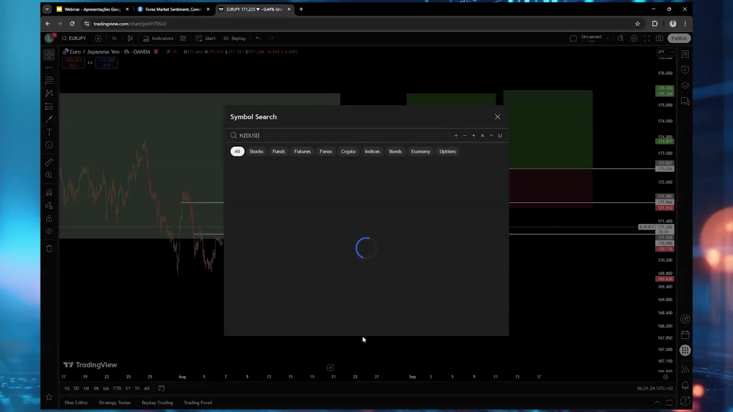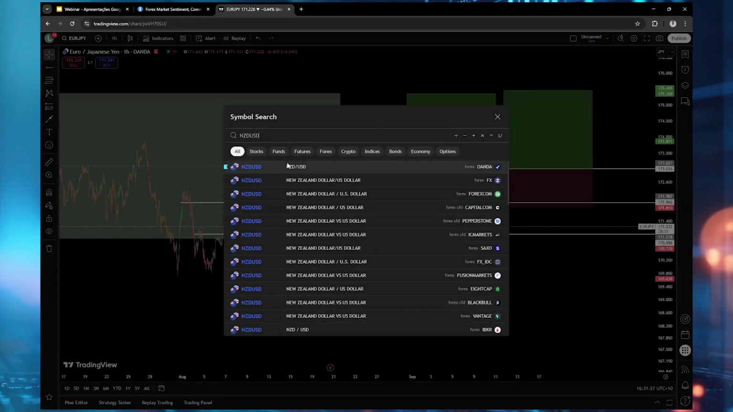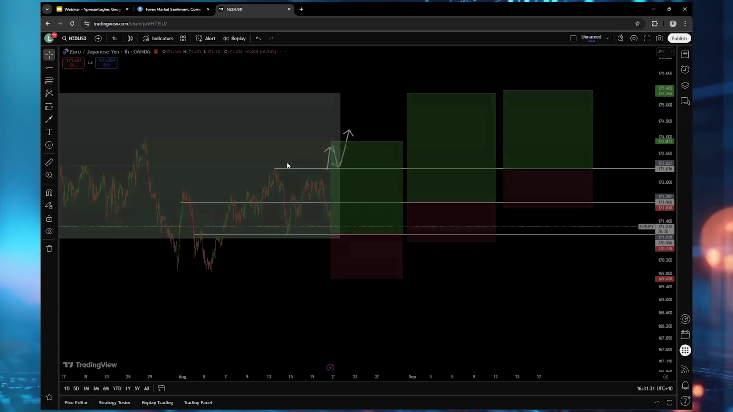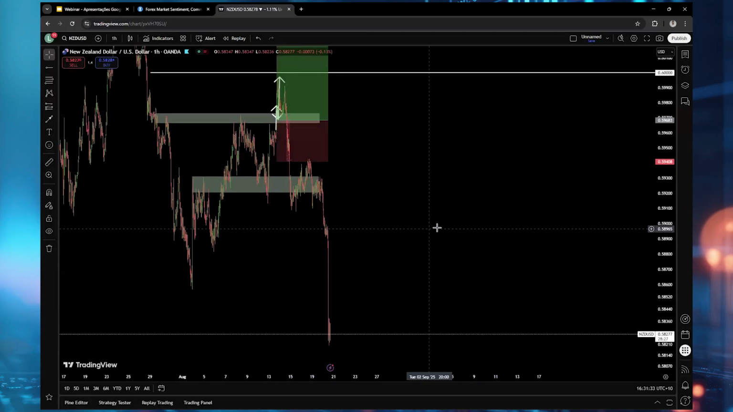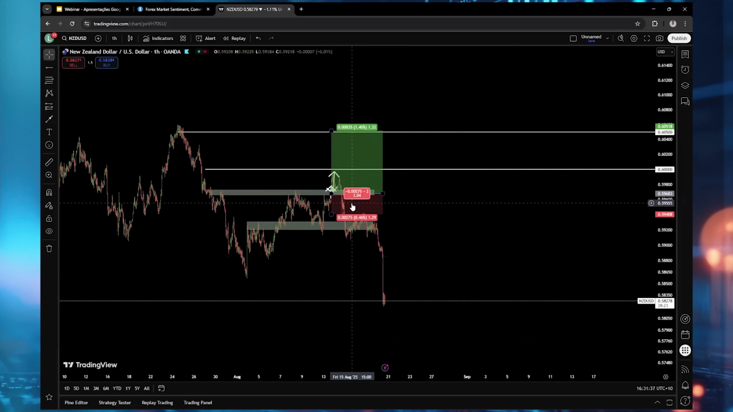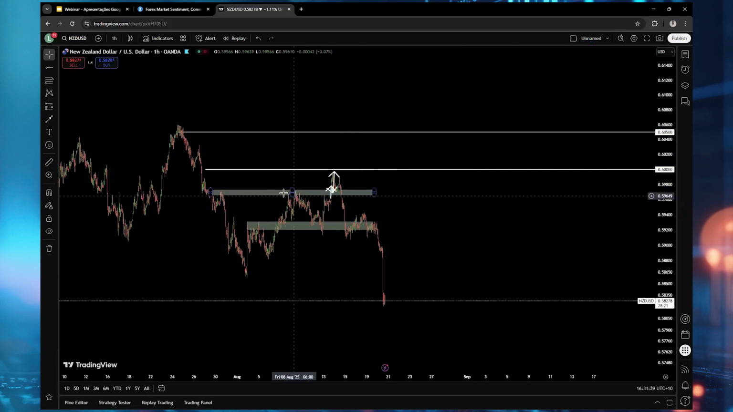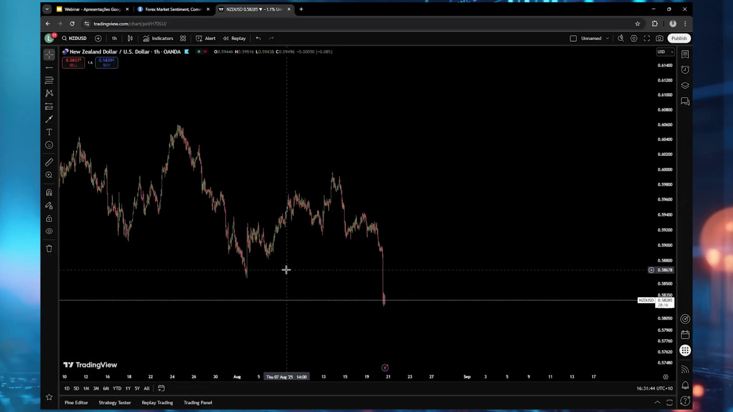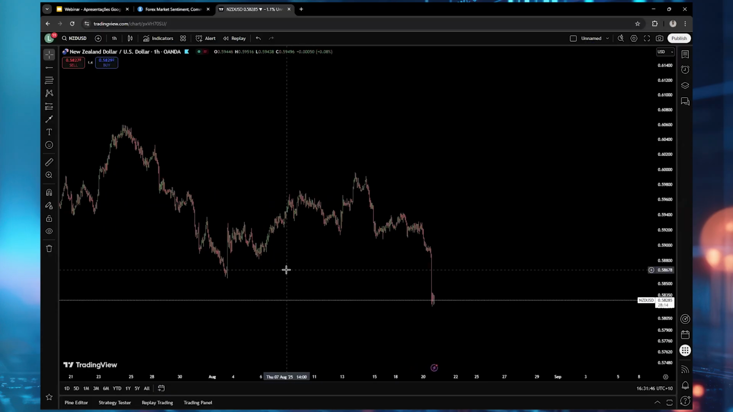So New Zealand against US dollar. Don't panic, because I know it's a huge move down, but it's okay. Yes, it's pretty big. Of course, we got stopped out on this trade, but it's okay. Things happen. Yes, it is a huge move.